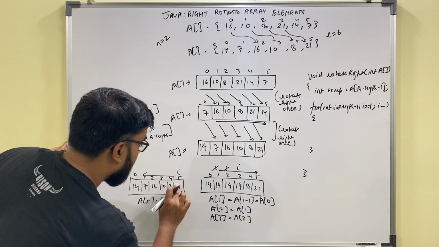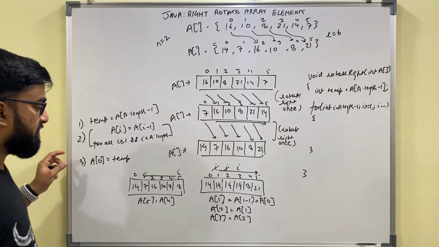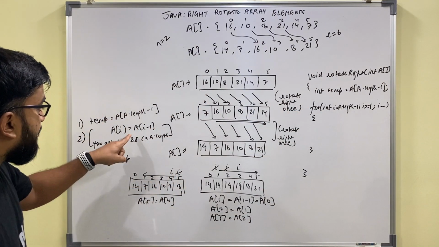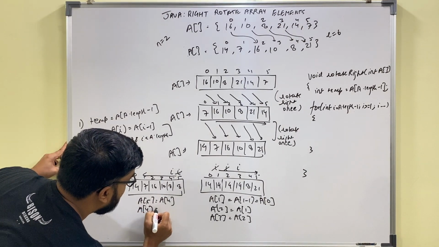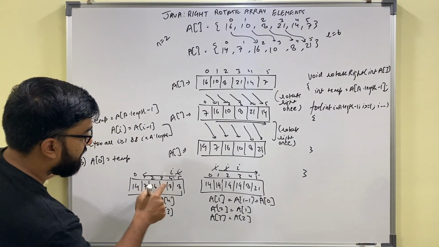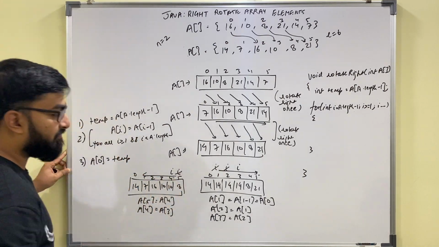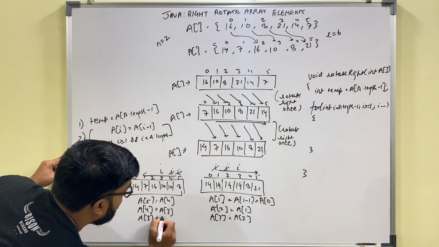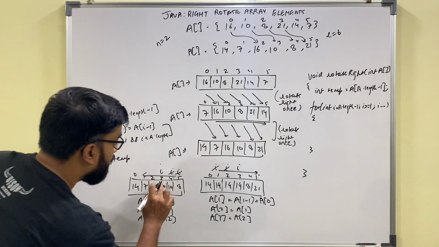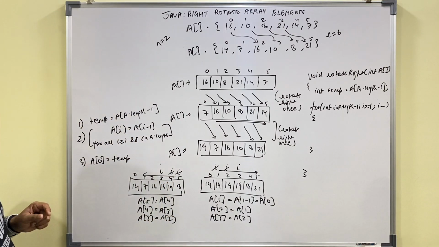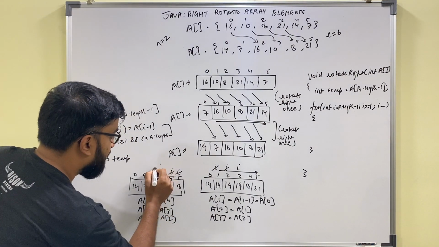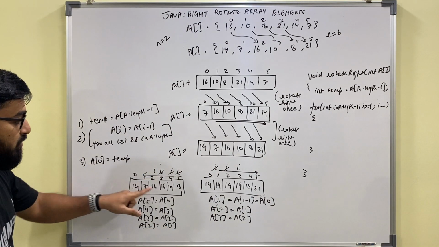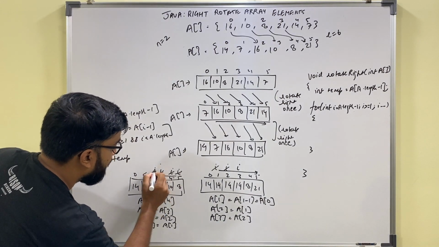So a[5] is a[4], so a[5] is 8. Then you do i--. So i comes here. Then you do a[i] = a[i-1] again: a[4] is a[3], so a[4] is 10. i--, i comes here. You do a[3] = a[2], so a[3] is now 16. Do i--, i comes here. Then you do a[2] = a[1], so this becomes 7.